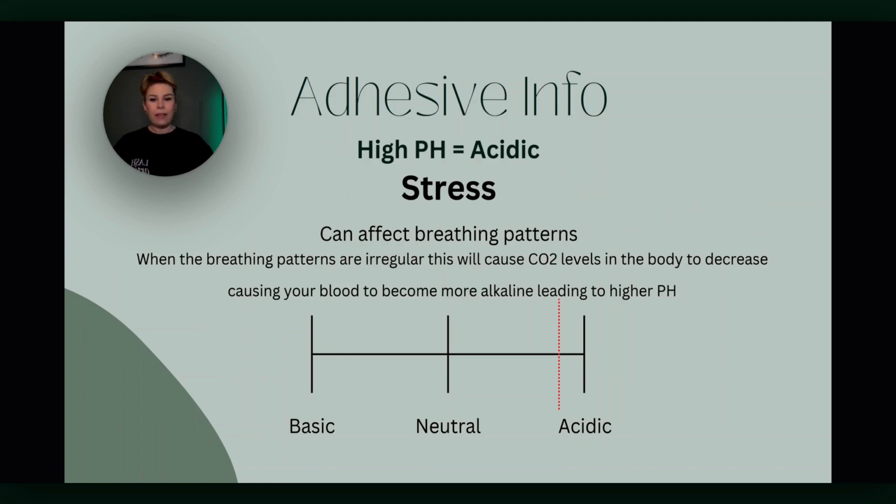So, when it comes to stress, it affects breathing patterns. So, think about it when you're really stressed out. We're usually really tense and breathing heavily. This can cause irregular CO2 levels in the body, causing a decrease in the blood pressure. And this can cause your body to be in a more highly alkaline environment, which can raise the pH levels in your body.